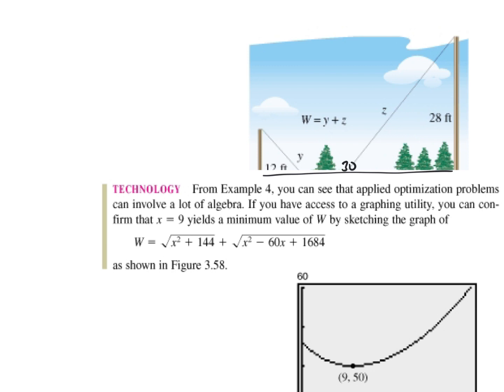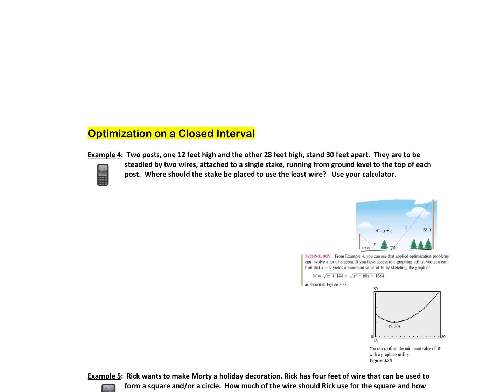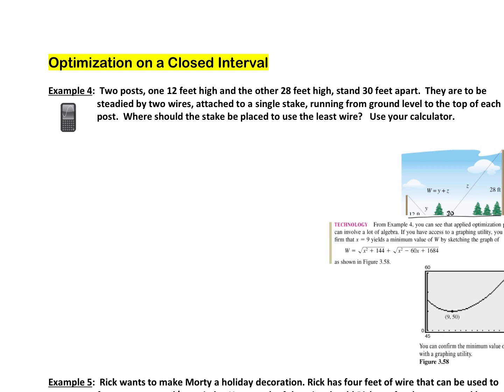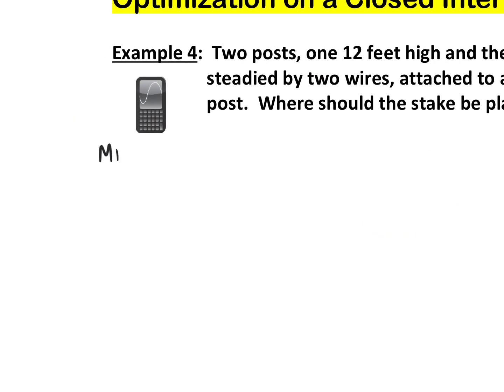Now, what are we trying to minimize or maximize? What was the question asking for? It says least amount of wire. So we're doing what with the wire? Minimizing the wire. Okay. Now, the formula for wire is given to us, right? On the picture there, it says that the wire is equal to y plus z.